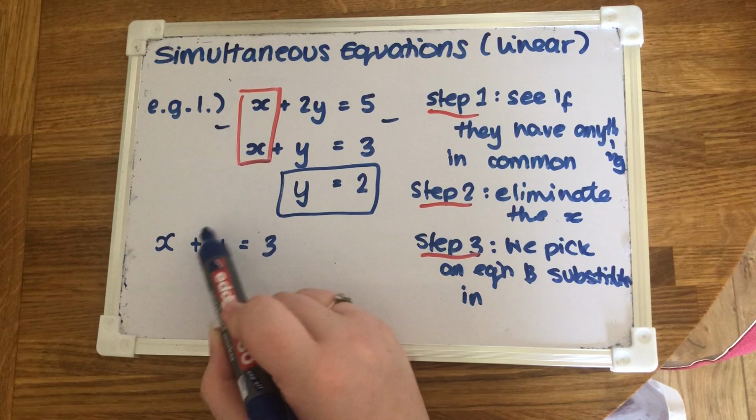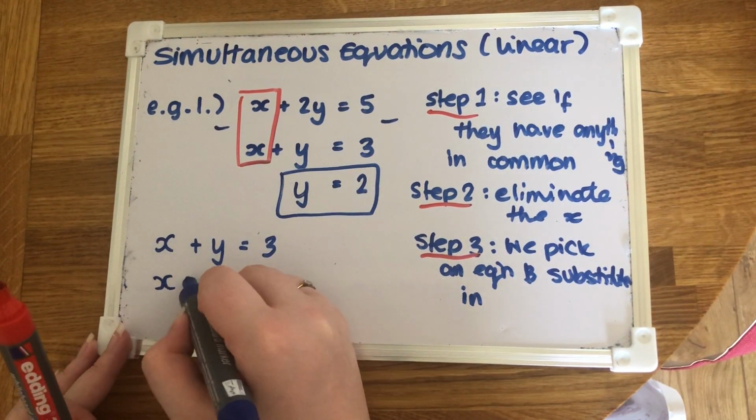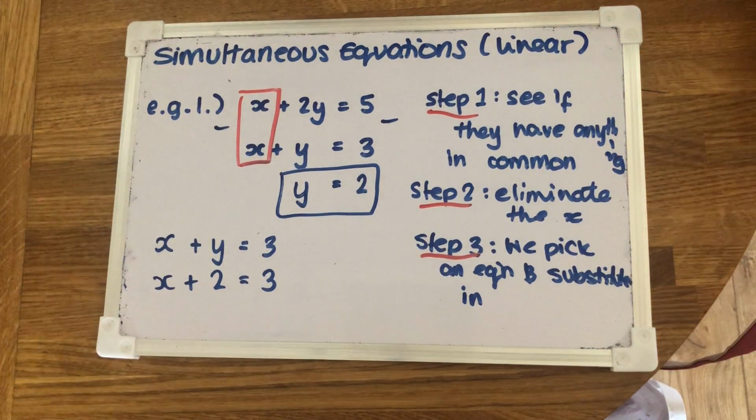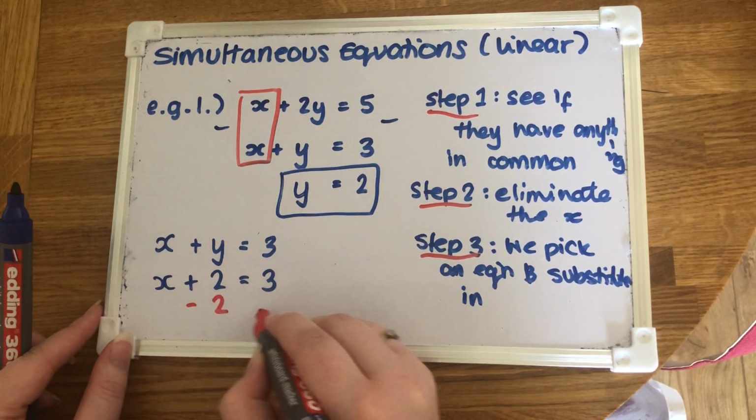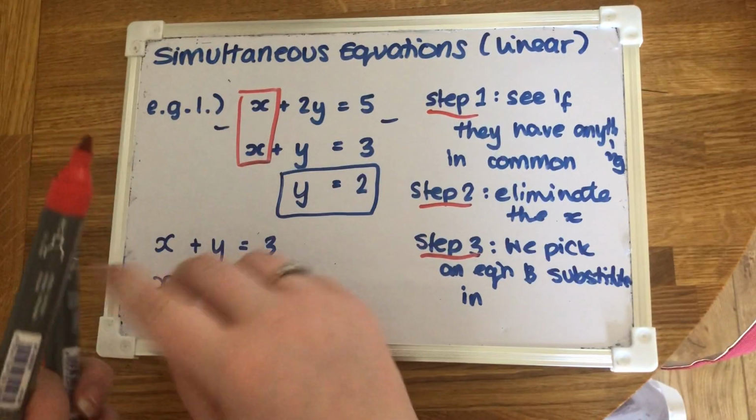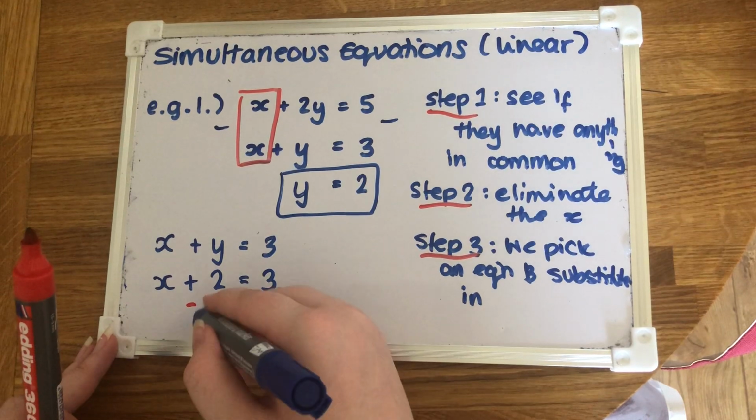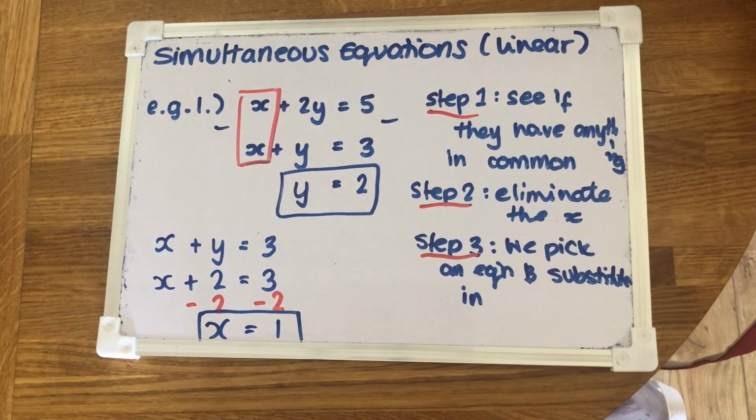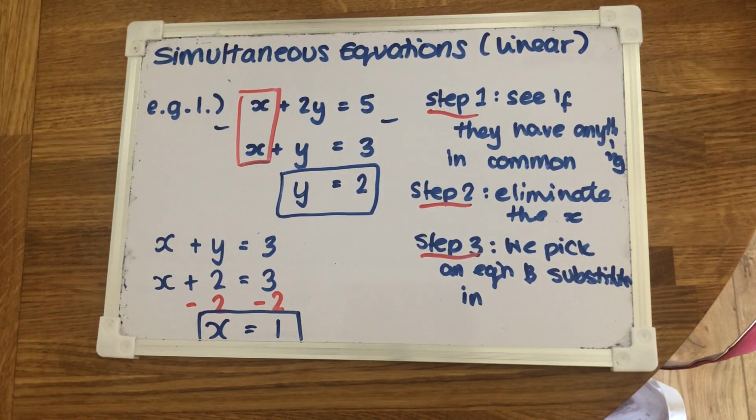Now because we know that y is actually 2, all I'm going to do is replace that y with the number 2, like that. Okay, so from there we can just solve it like a normal equation. So we want x on its own, so we need to subtract 2 from both sides. So I'll be left with x is equal to 1. Okay, so that's my final answer. So you've got a number for the x and a number for the y.